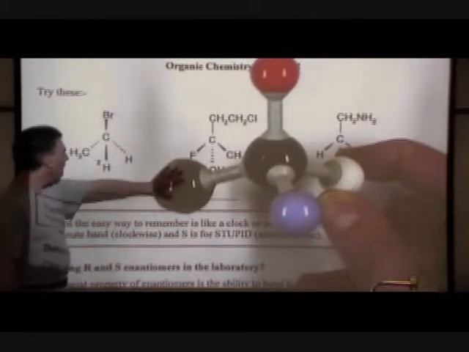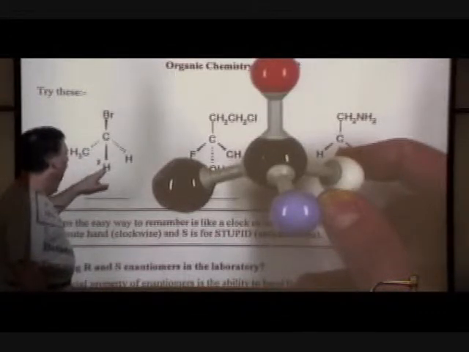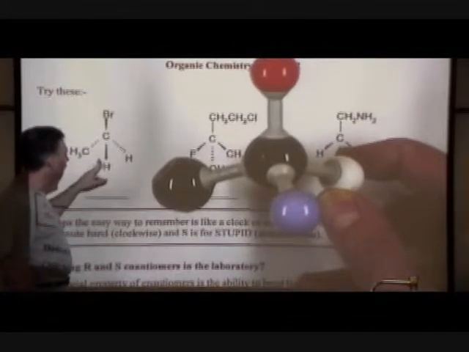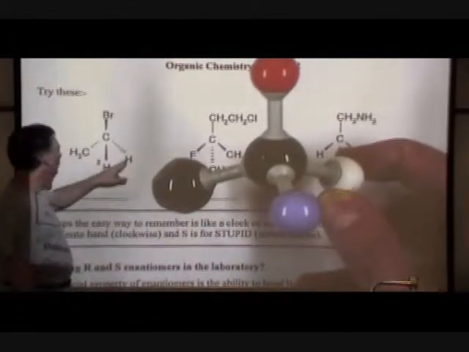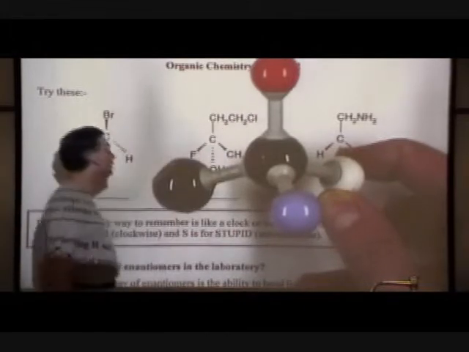I'm using a black bead to represent the methyl group in its entirety. I'm using a purple atom to represent the heavy hydrogen, that's a mass of 2, and a normal white bead to represent the normal mass of hydrogen. And at the top, our orange bromine atom.